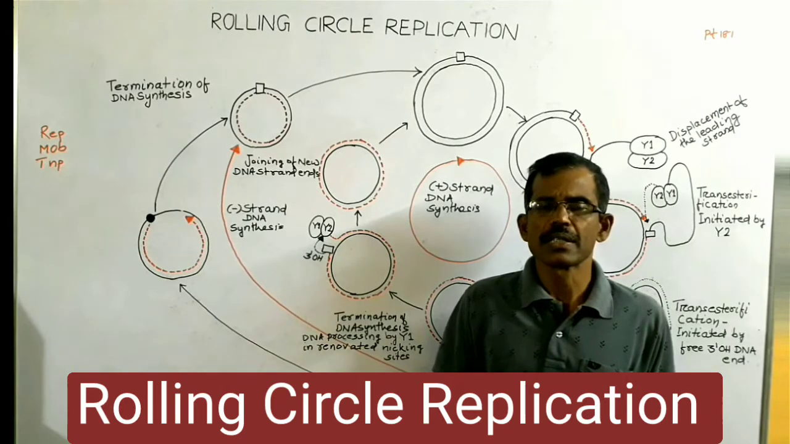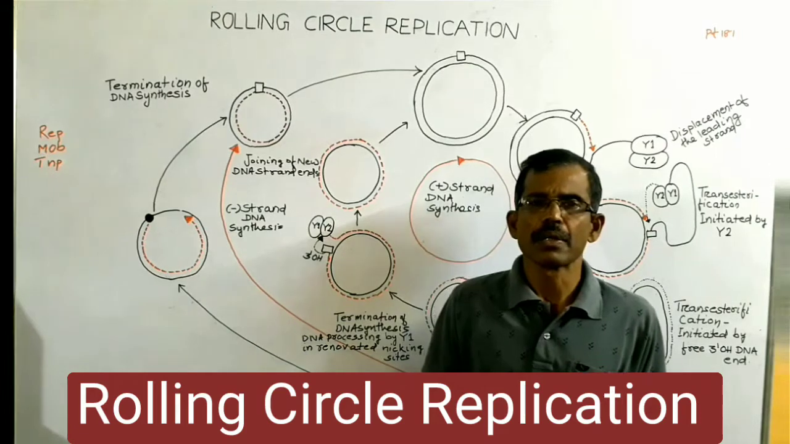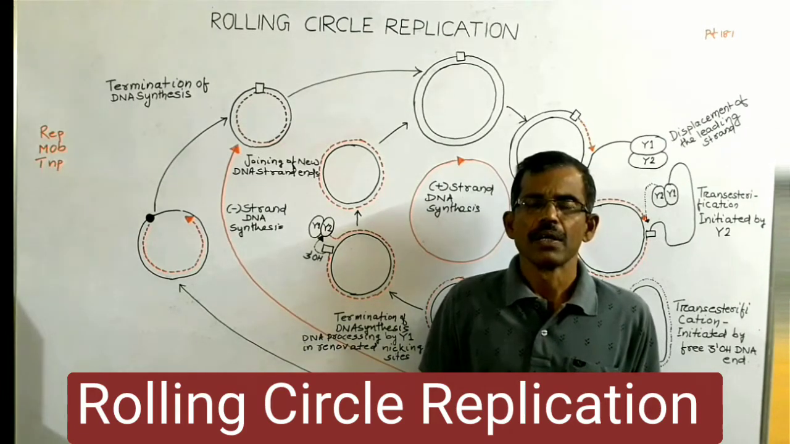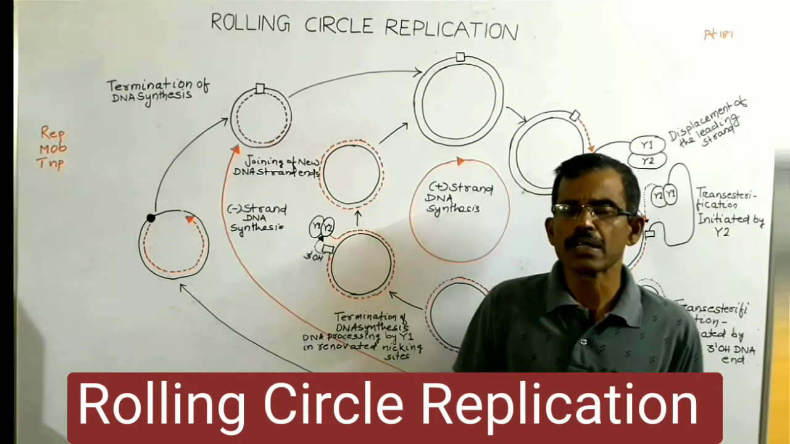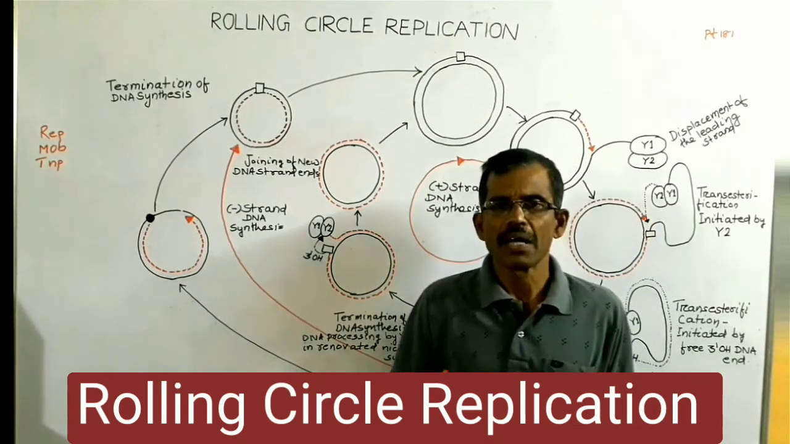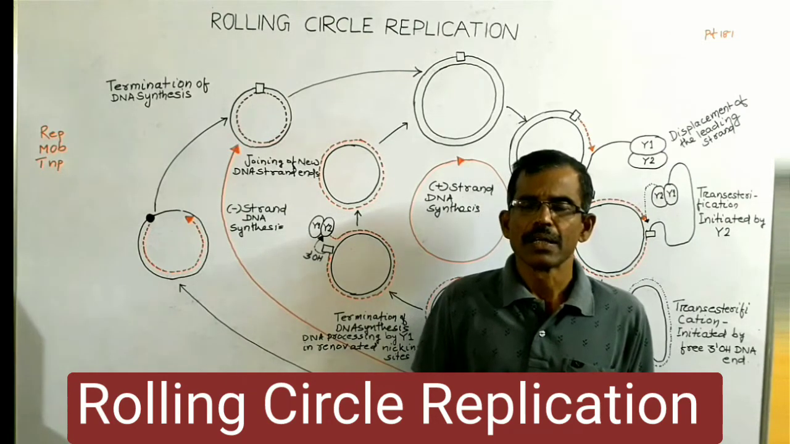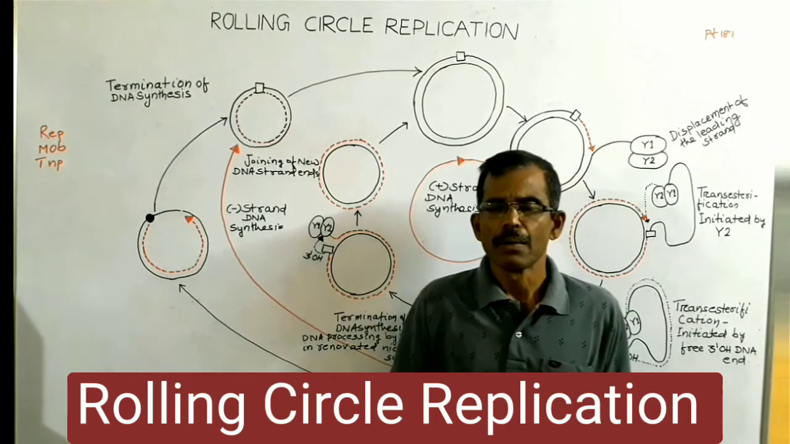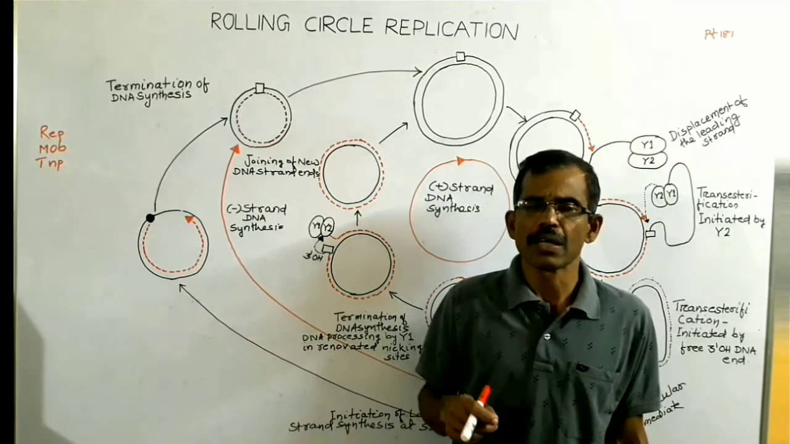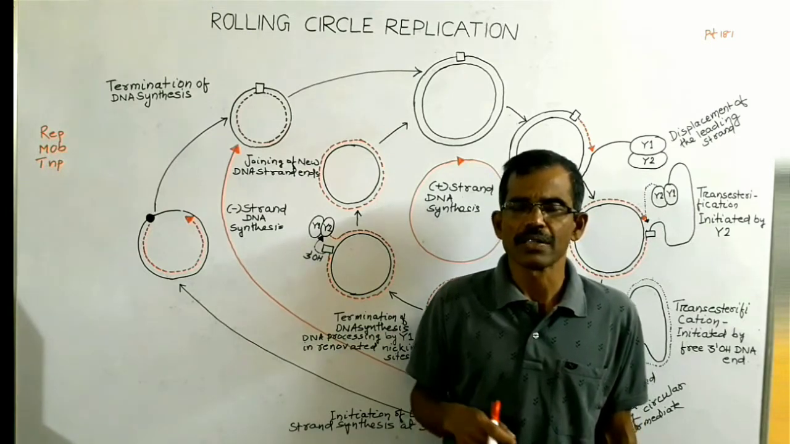Friends, today we shall discuss rolling circle replication. Rolling circle replication was first described nearly half a century ago while analyzing the replication of E. coli phage ΦX174. Since then, many other genetic elements replicating by the rolling circle mechanism have been identified, including bacteriophages, plasmids of gram-positive and gram-negative bacteria, archaeal plasmids, and eukaryotic viruses.